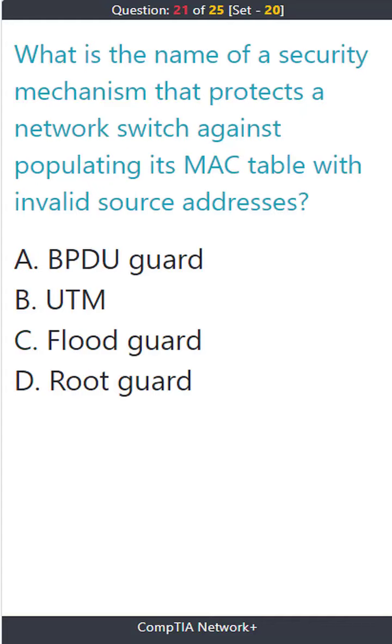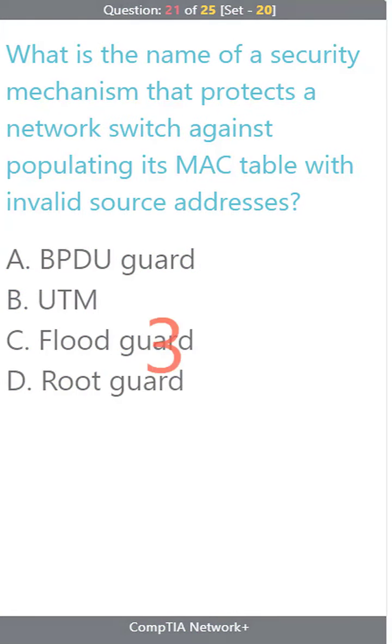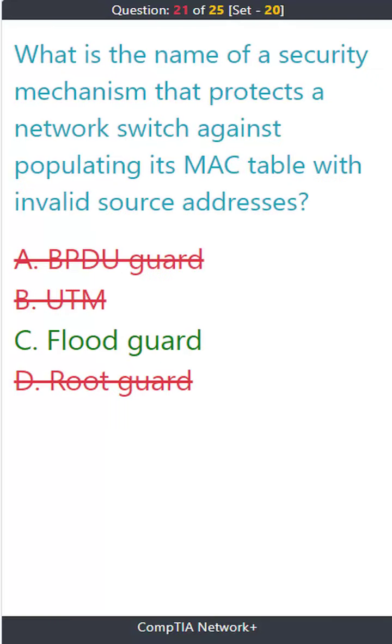Question 21. What is the name of a security mechanism that protects a network switch against populating its MAC table with invalid source addresses? A. BPDU guard. B. UTM. C. Flood guard. D. Root guard. The correct answer is C. Flood guard.